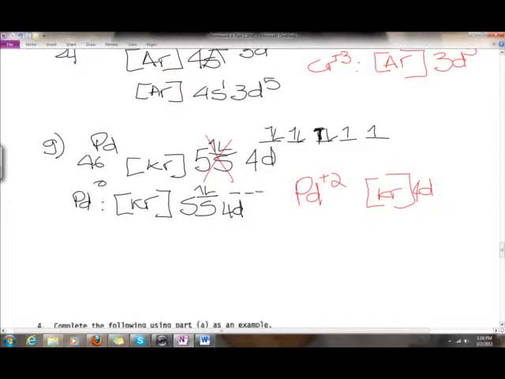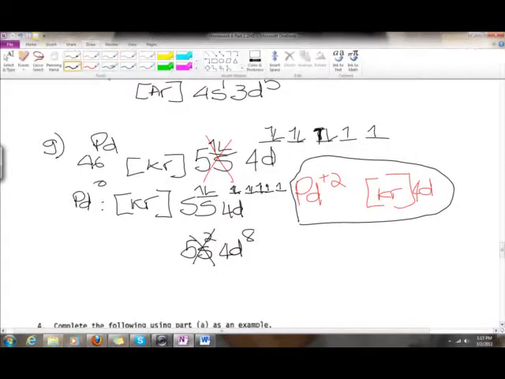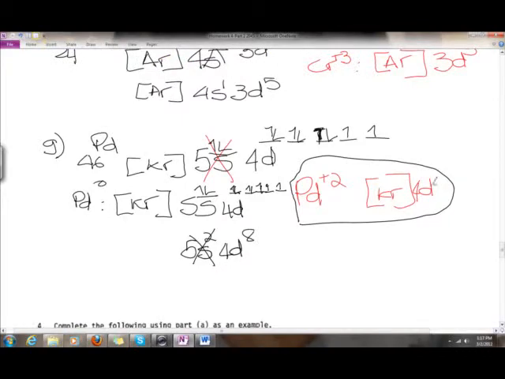4d 1, 2, 3, 4, 5, 1, 2, 3, 4, 5, 6, 7 and 8. So 5s2, 4d8. Of course, if we lose 2 electrons, again we lose the 5s first, and then we're going to get this electron configuration. I need to put in red this one, and it's going to be 8. And this is the electron configuration.